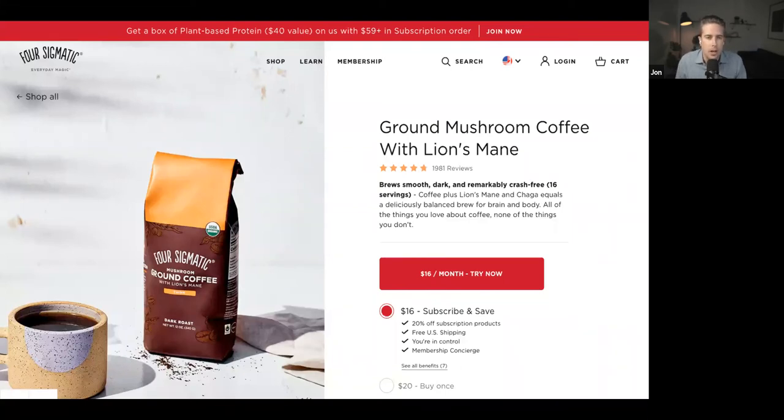Otherwise, I do like that they have ground mushroom coffee with lion's mane. Now we're getting into the flavor a little bit, that it brews smooth, dark, and remarkably crash-free. It has 16 servings. That's great, but I would like to see more of a bullet point checklist up here, something that gets into it being 16 servings. Don't bury that information in a paragraph at this stage.